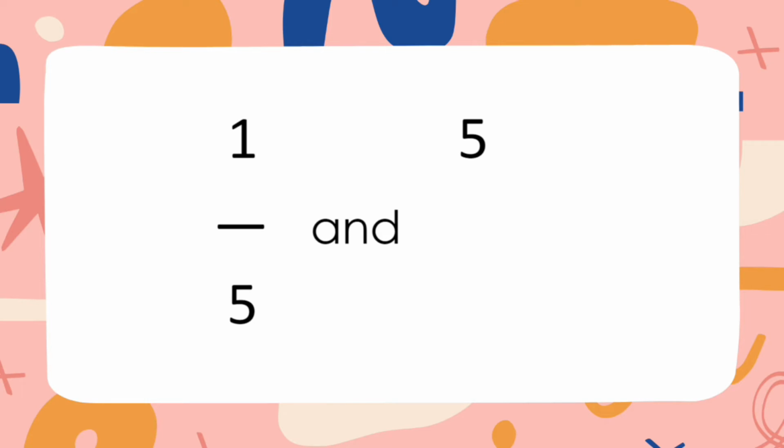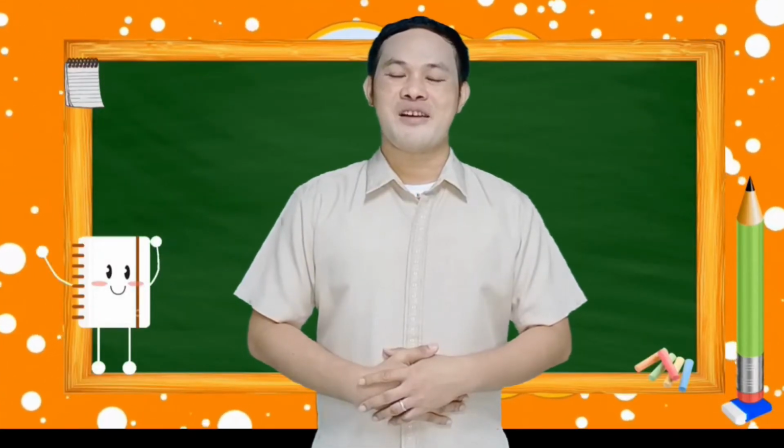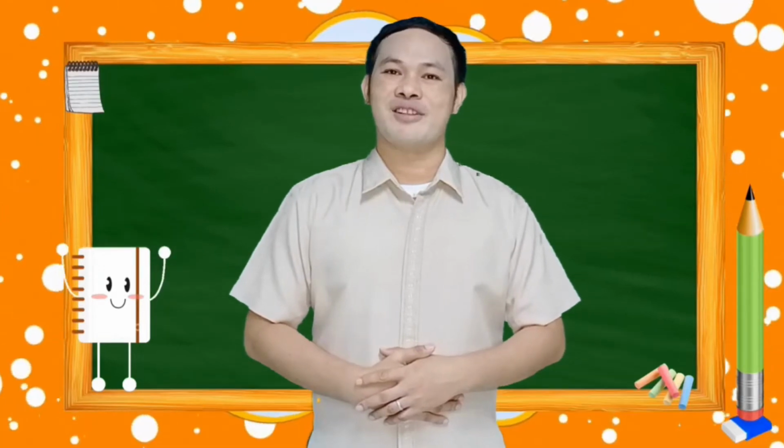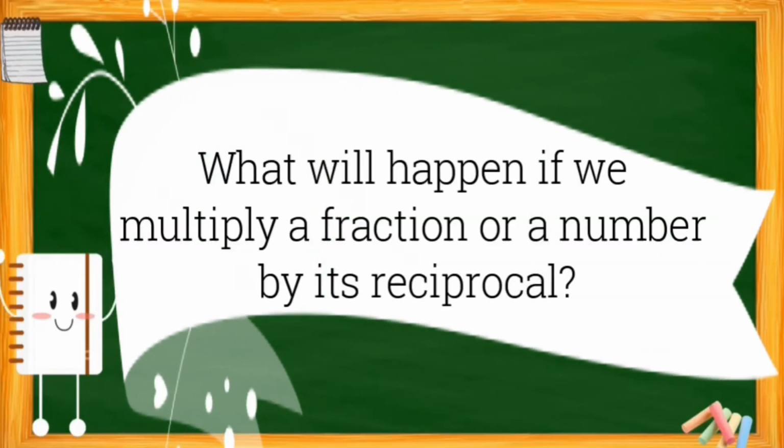Same goes with 1/5 and 5. The denominator of 5 is 1. Therefore, the reciprocal of 5/1 is 1/5. Now, learners, I have a question for you all. What will happen if we multiply a fraction or a number by its reciprocal?